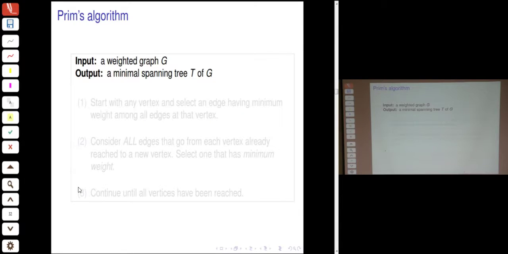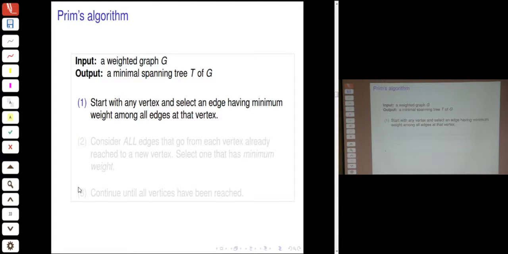Now in the next 10 minutes we are going to learn one algorithm called Prim's algorithm. So you'll see his picture in the next slides. This algorithm is extremely simple, so let me introduce the algorithm first before I introduce Mr. Prim. Okay, so here's the algorithm. The input to the algorithm is a weighted graph G. Now the output, if you follow the algorithm, in the end you'll get a minimum spanning tree T of G. So this is the input, this is the output.